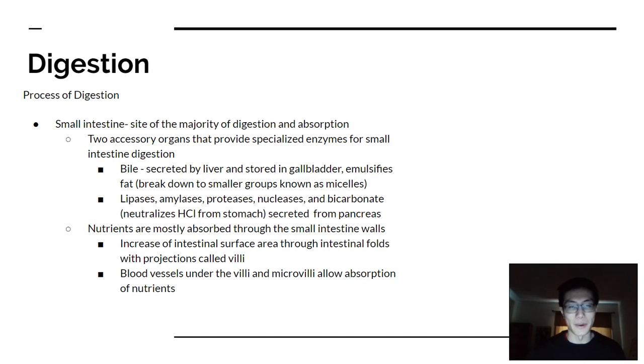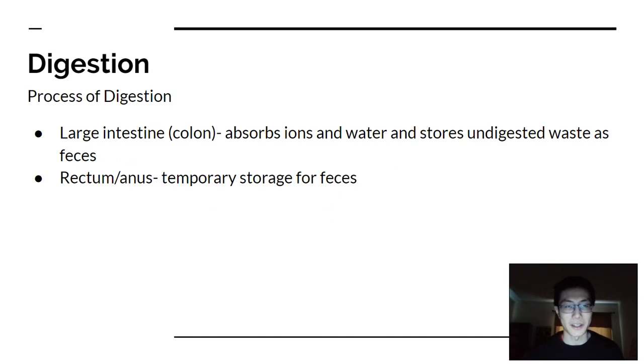So there we go. Okay, what else do we have about digestion? After the small intestine, the particles that are left basically enter into the large intestine, also known as our colon. The colon allows for a bit of absorption of water and ions, and it's going to store the undigested waste as the feces. Eventually it reaches our rectum and then our anus, which also allows for temporary storage of feces until we have to get rid of them.